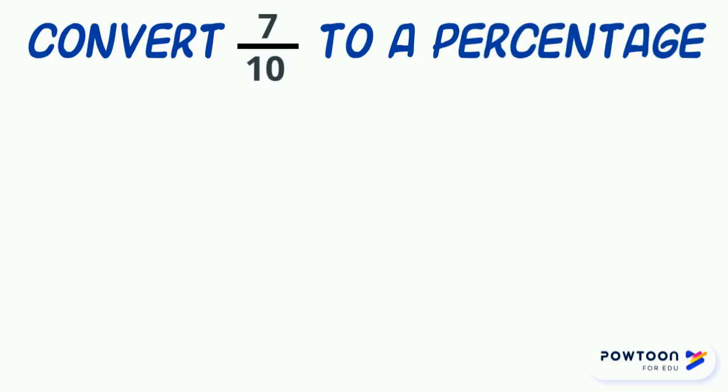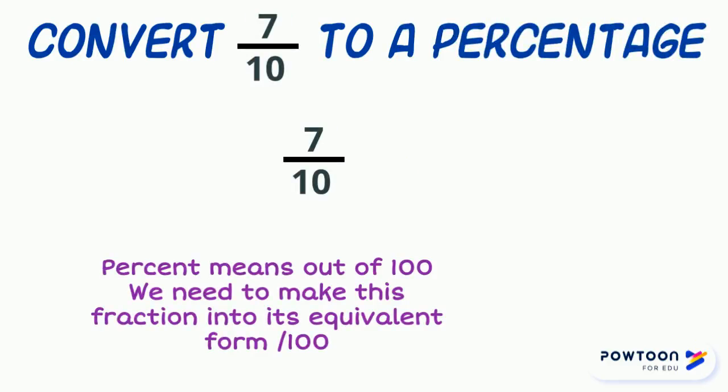Now we're at our last example for the video. We're converting 7/10 to a percentage. Now remember, percent means out of 100, so we actually need to convert this fraction to its equivalent form where it's out of 100. In this case, we'll multiply them by 10, because 10 goes into 100 10 times. Looking at our equivalent fraction of 70 over 100, we know that 7/10 is just the same thing as 70%.